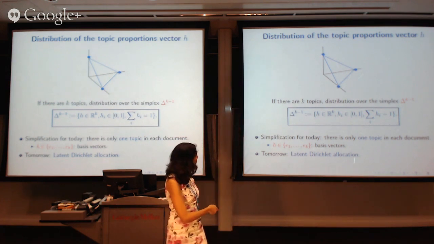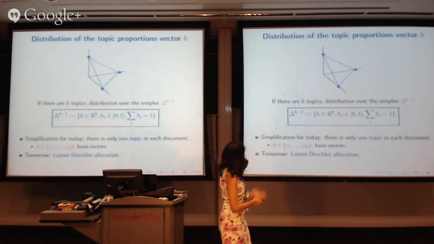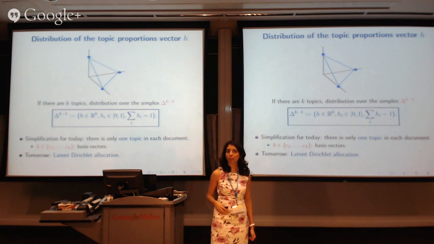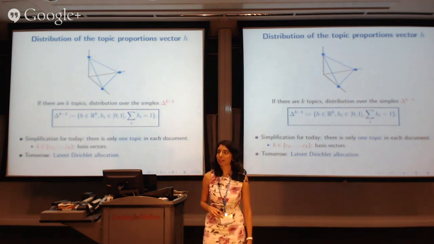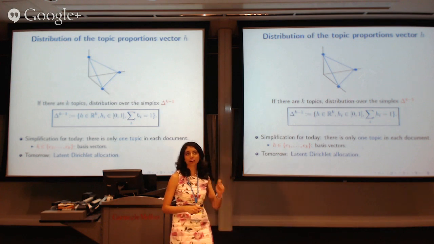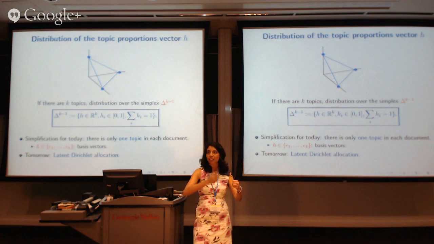Okay, so tomorrow I'll talk about the more general latent Dirichlet allocation, where the distribution of this h may be a Dirichlet distribution on the simplex. But for today, just think of the simple case where each document has just one topic, right? And given this topic, I'm going to draw multiple words from the topic-word distribution.